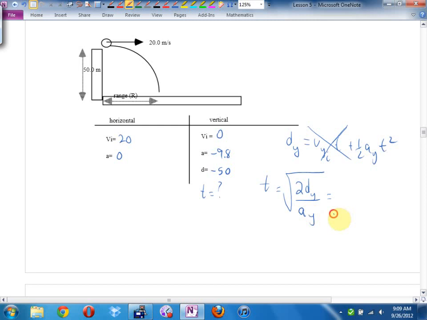I'm going to get 2 times negative 50 divided by negative 9.8. Do I have a negative on top and a negative on the bottom? What is a negative divided by a negative? Well, that's good because I can't take the square root of a negative. That's also a built-in error check. If you forgot to include the negative 50 for your displacement, you'd get an error on your calculator on this line here.